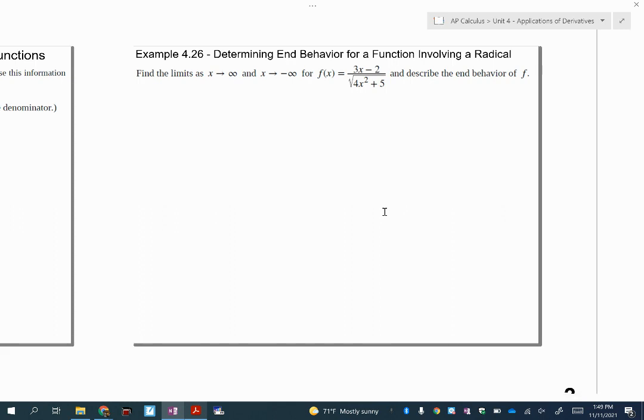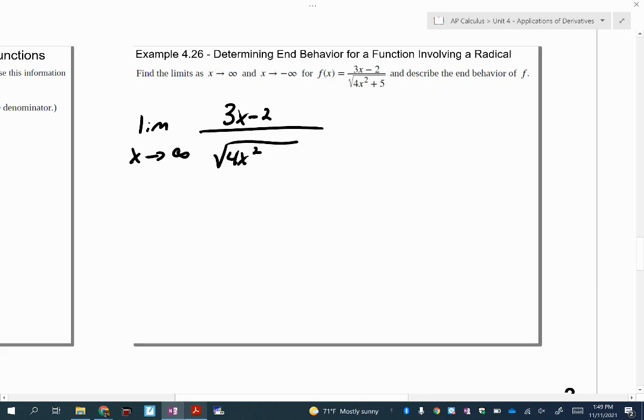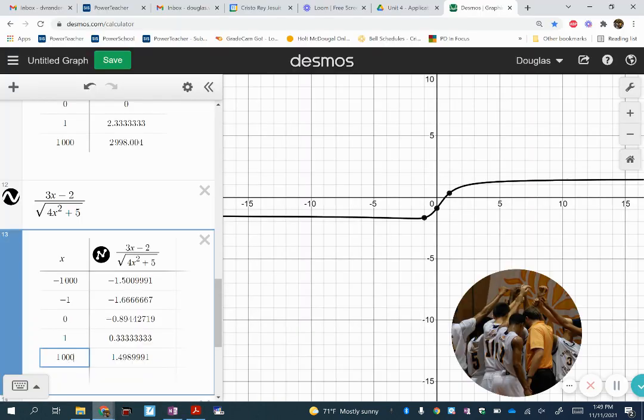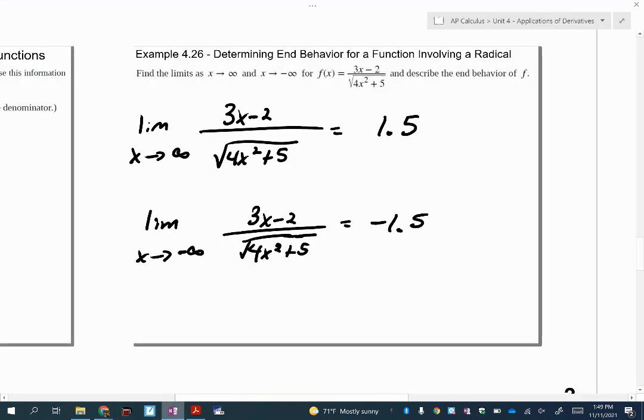So that means we're going to have asymptotes. The limit as x approaches infinity of 3x minus 2 over the square root of 4x squared plus 5 is equal to positive 1.5. And the limit as x approaches negative infinity of this same function, as we saw with the Desmos table, was negative 1.5. I'll show you again just so you can see it. All right. So we have 2 horizontal asymptotes in this one, y equals 1.5 and y equals negative 1.5.